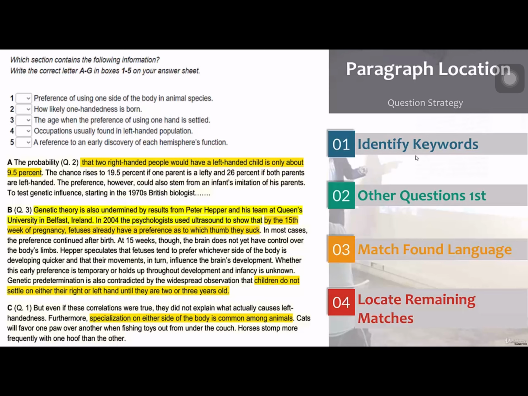And then paragraph C: but even if these correlations were true, they did not explain what actually causes left-handedness. Furthermore, specialization on either side of the body is common among animals. So this is where you're going to find the information for number 1, preference of using one side of the body in an animal species. You see the way that works?